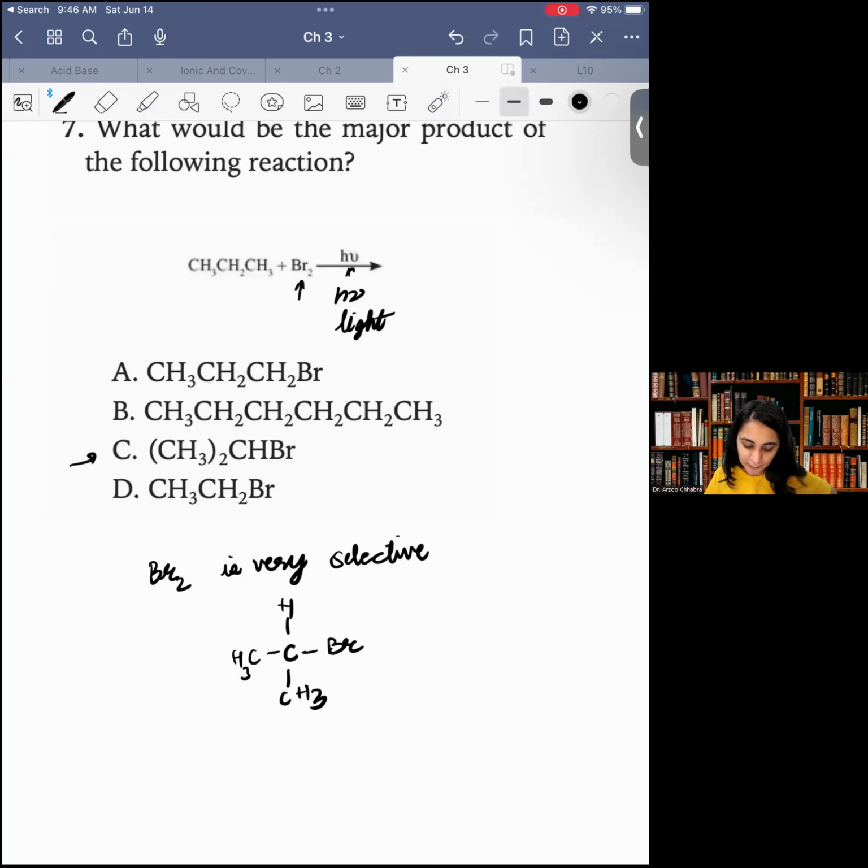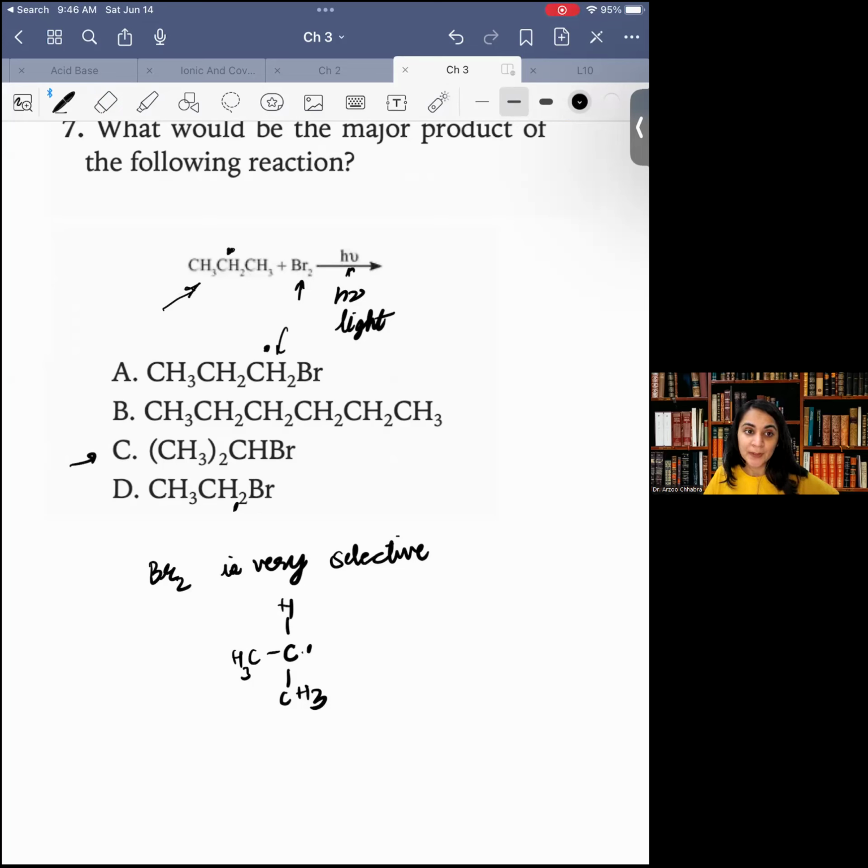If I think about the radical over here, before the bromination would have happened, I would have formed a secondary radical. Secondary radicals are pretty stable, right? Over here, I would have formed a 1 degree radical. Over here, a 1 degree radical as well. So this molecule kind of looks like it's forming a radical at the secondary position.